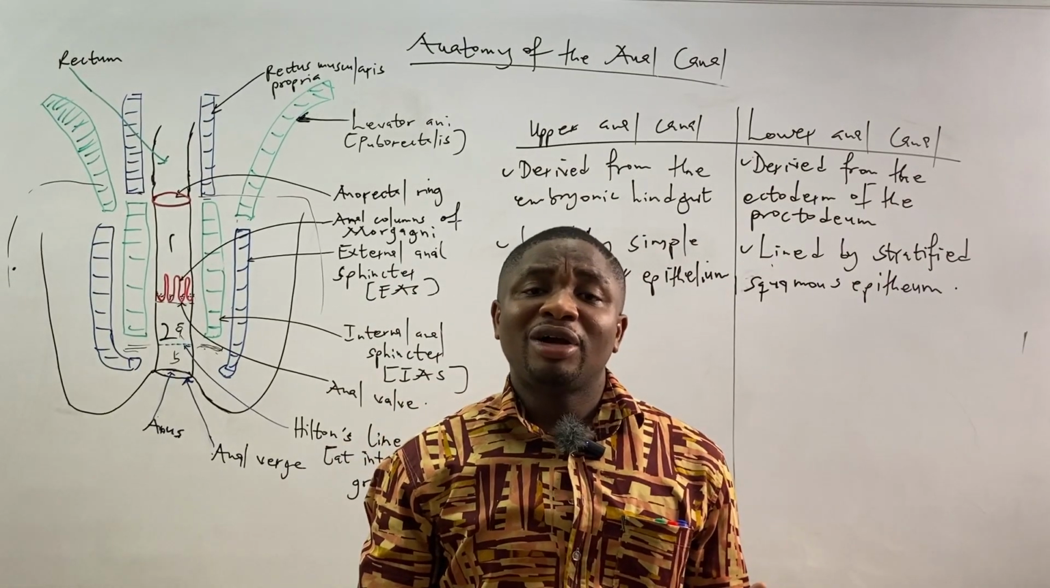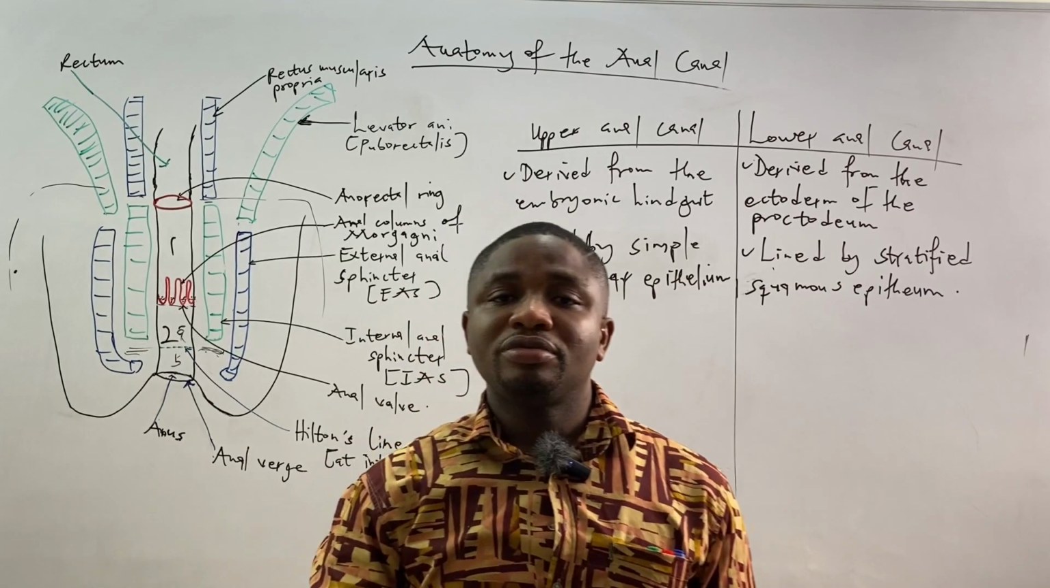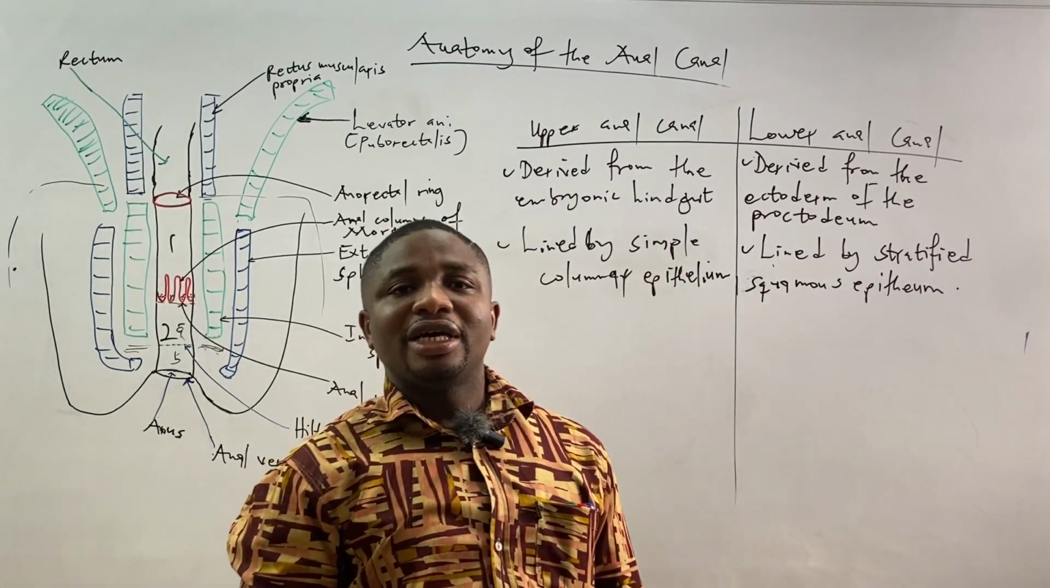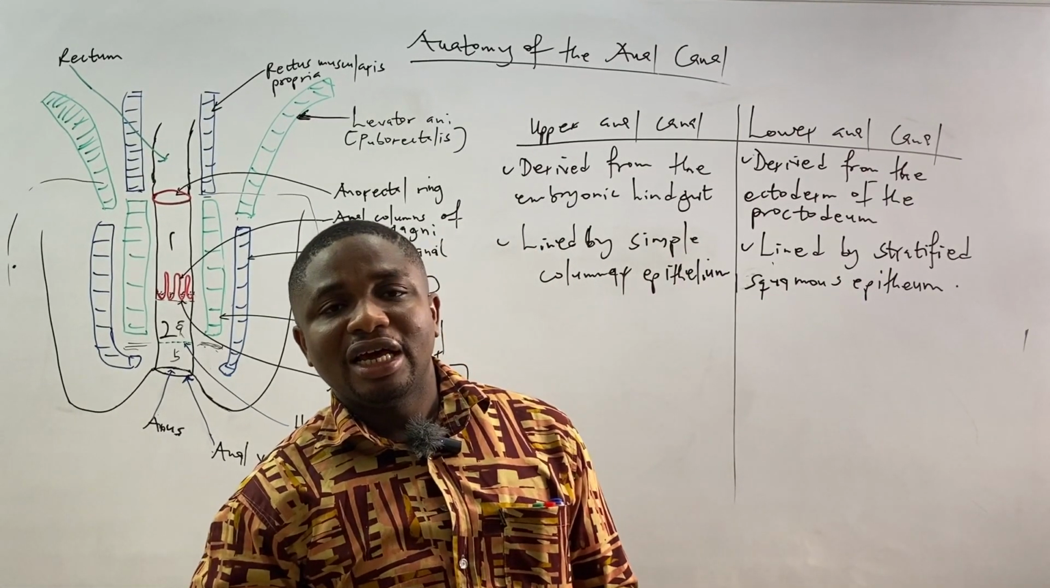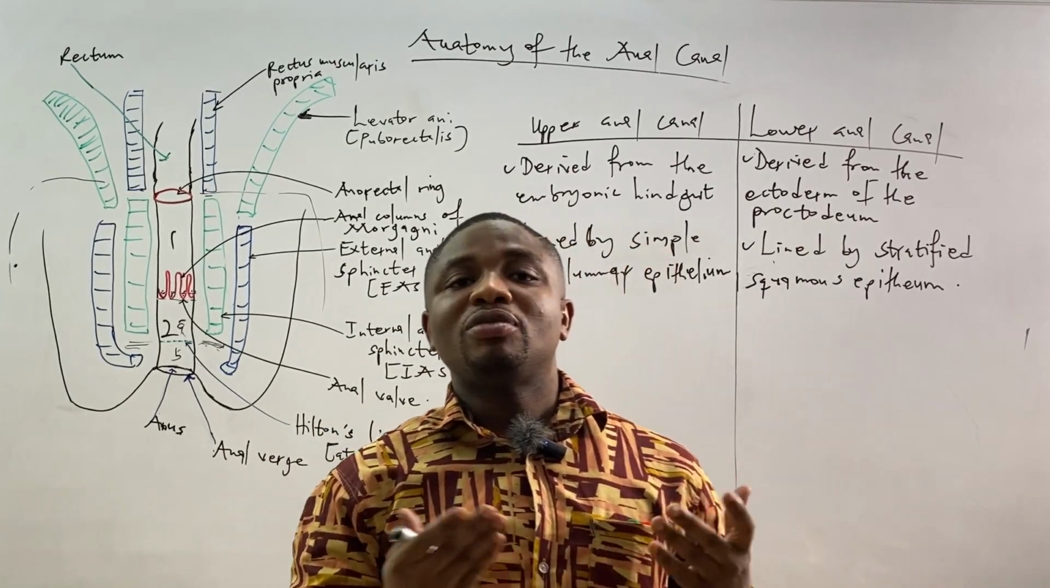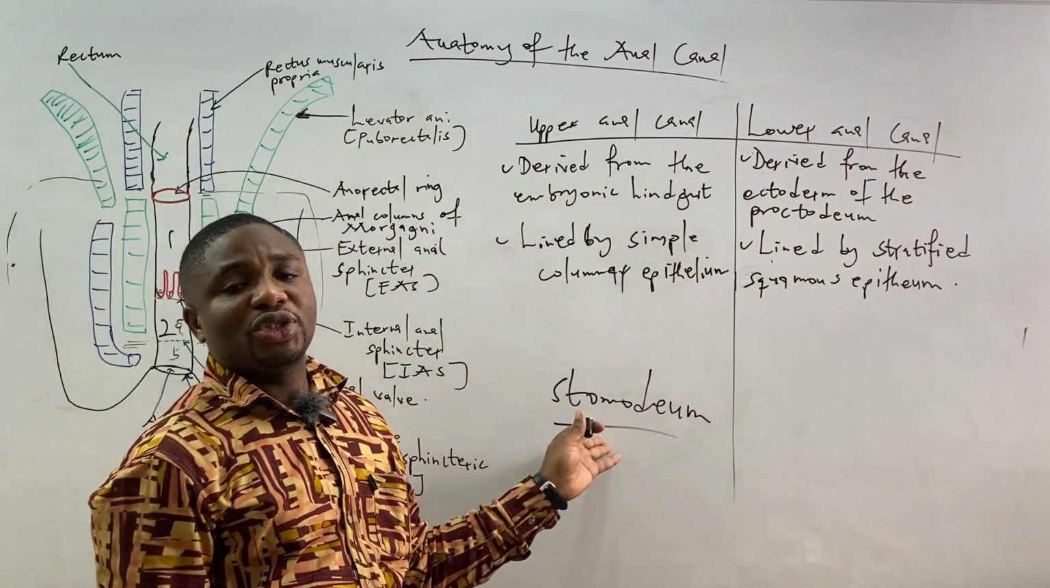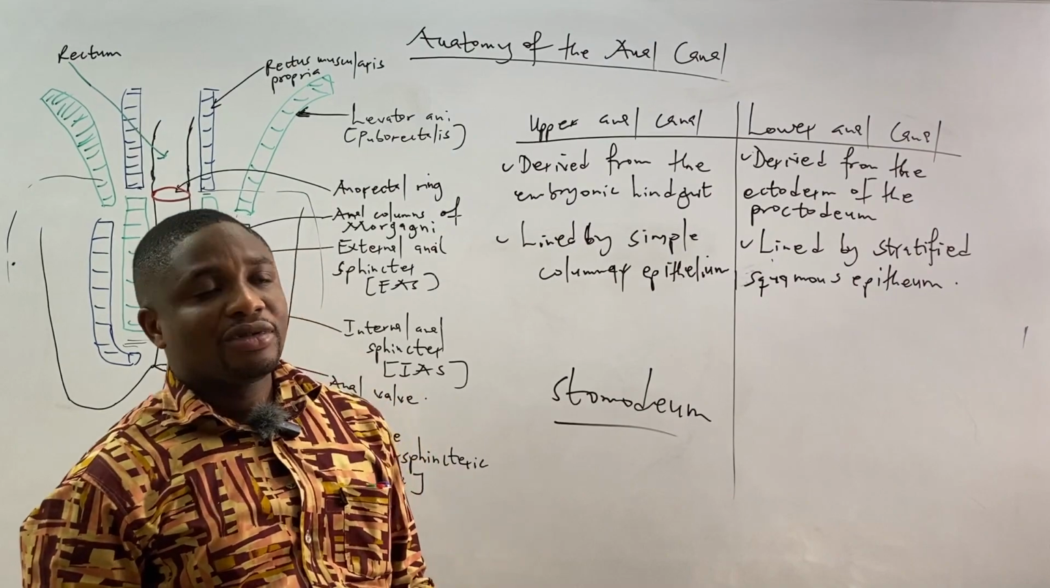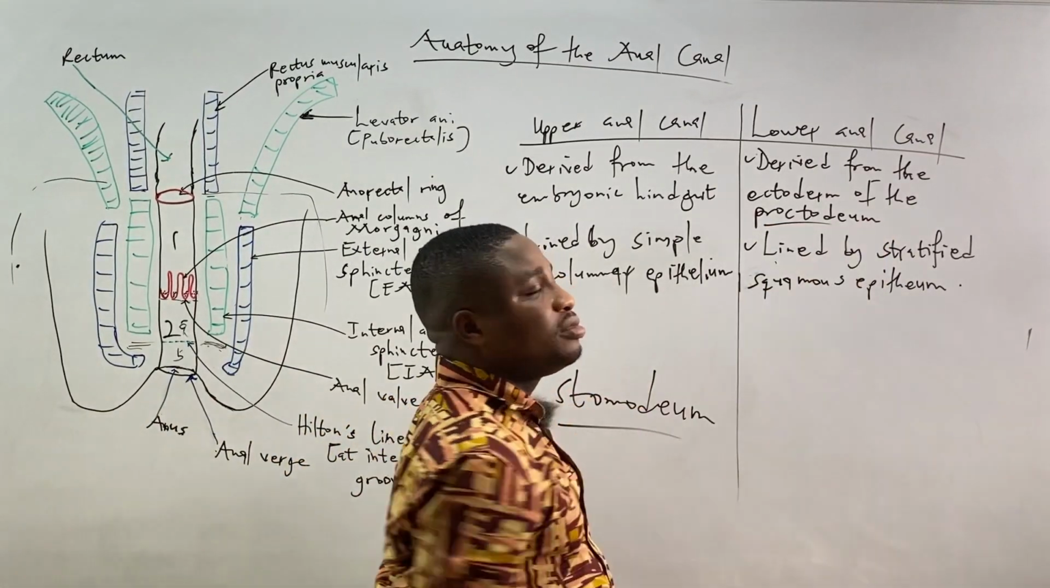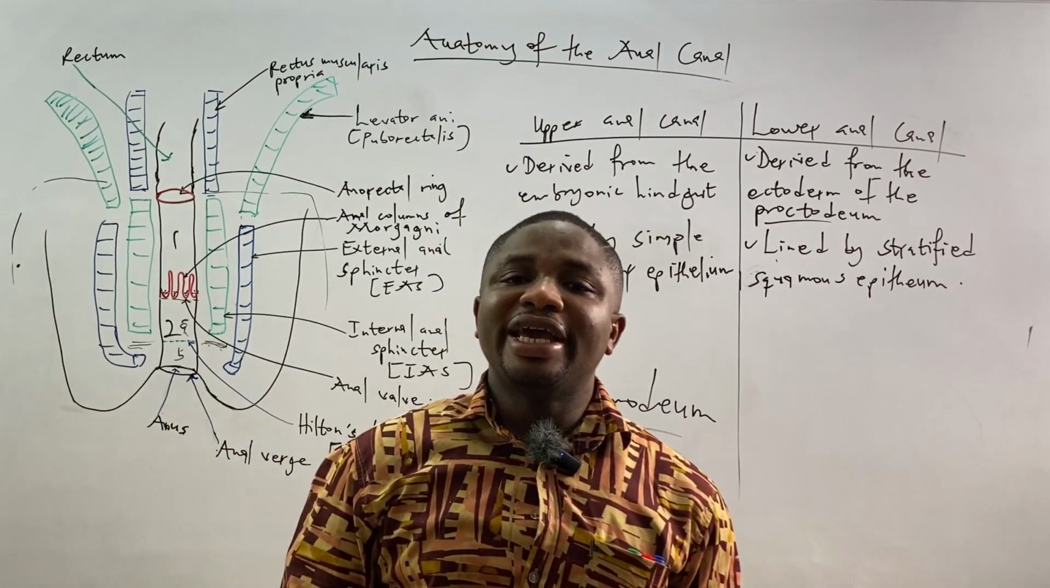And there's something in embryology we also call the stomodium. For the stomodium, it refers to the primordial mouth. The stomodium, so the stomodium refers to what? The primordial mouth, while the proctodium refers to the primordial anus.